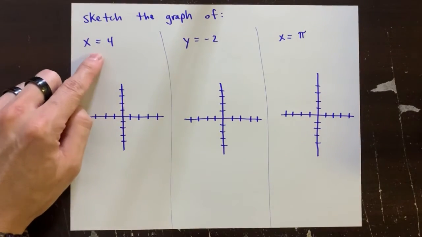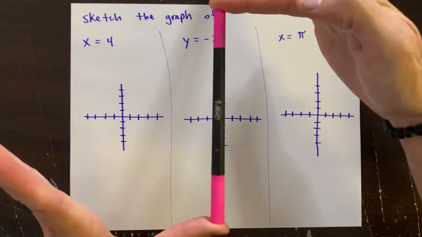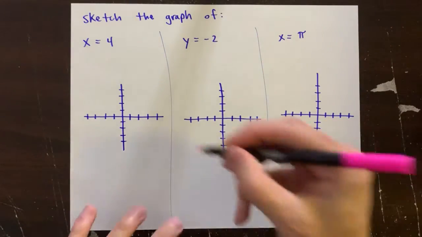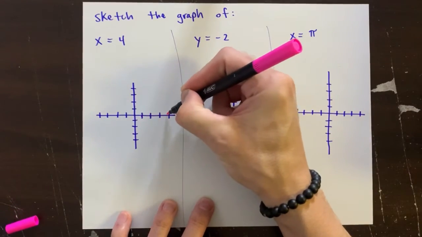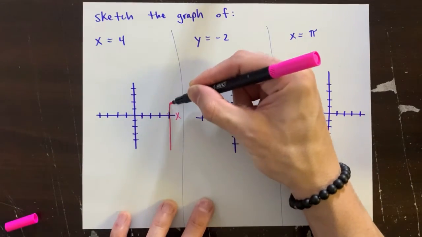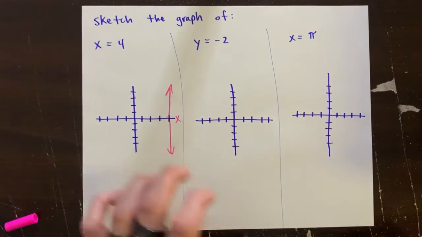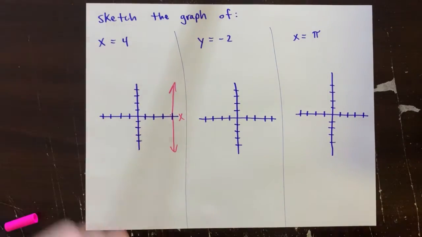When you have x equals, the line that you're going to get is perfectly vertical. And so what you do on the x-axis is you go to that location 4. And then what you do is you draw a vertical line that passes through x equals 4. That's the line that goes with this equation.